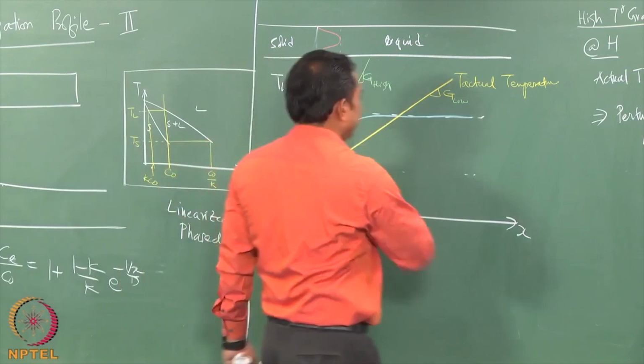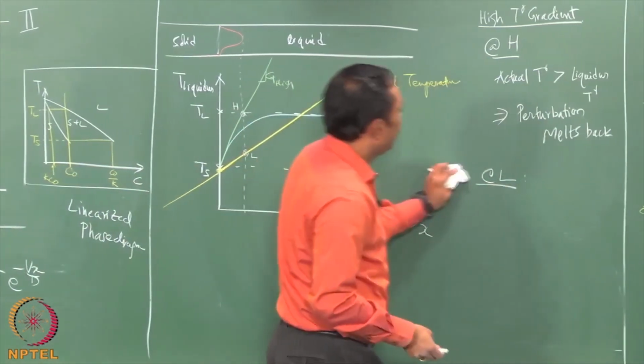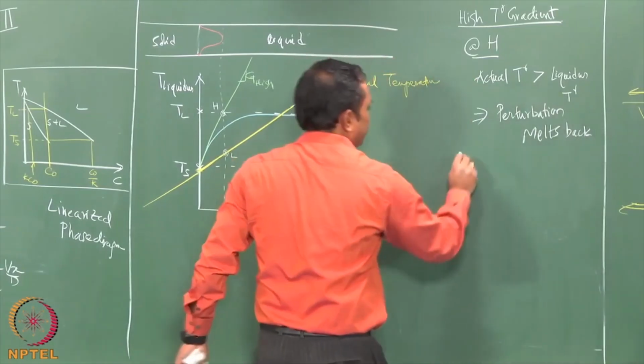We can inspect the situation at L and see what would happen. What would we mean by L? We mean by low temperature gradient.